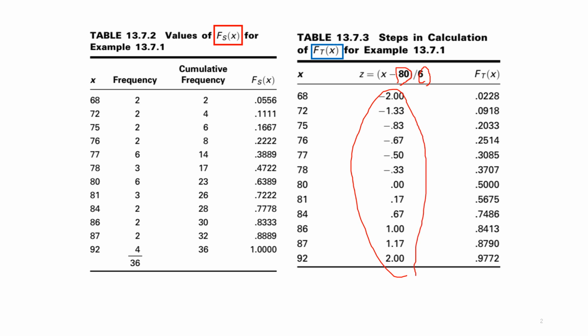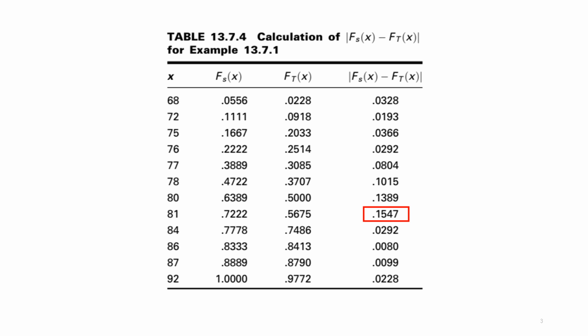Then based on this, we go to the standard normal distribution table, and up to this point, we can calculate what the probability would be. It is also going to be a cumulative distribution. When we compare these two distributions, the difference looks like this. The largest difference is seen here, 0.1547, the probability difference. Then we move to the next slide.